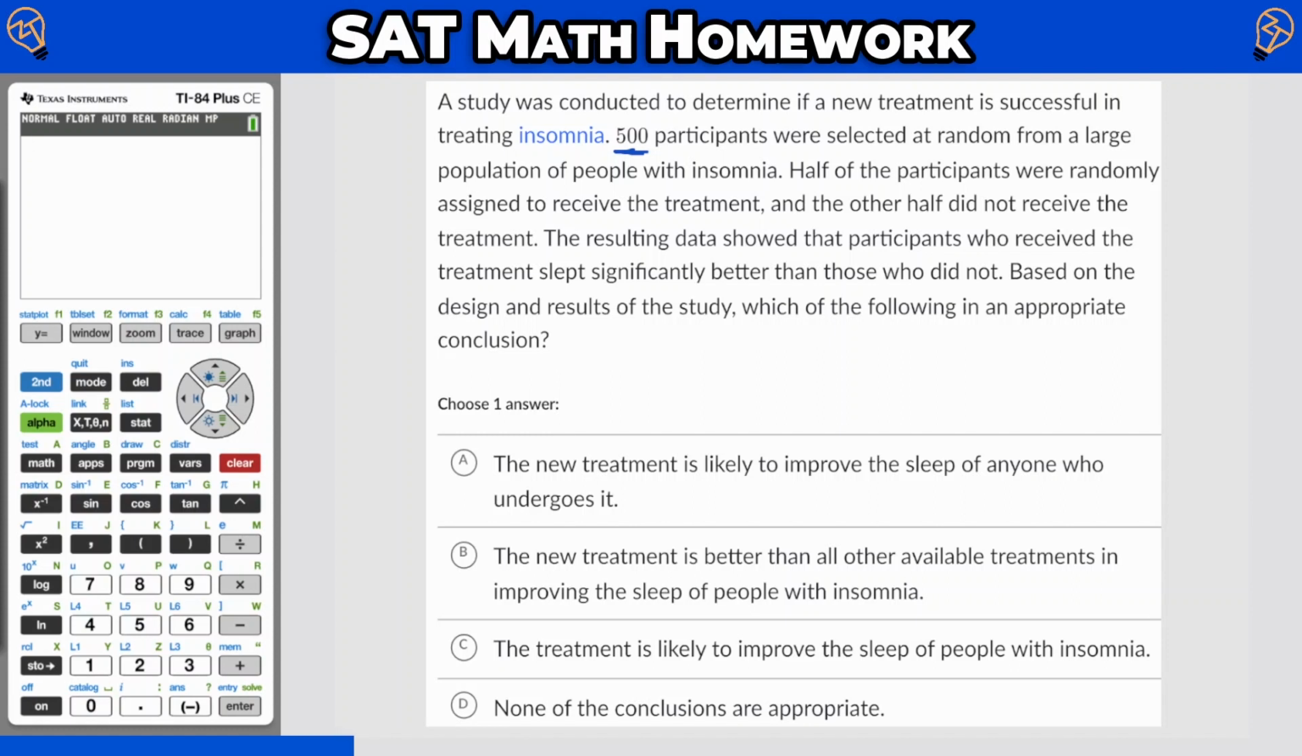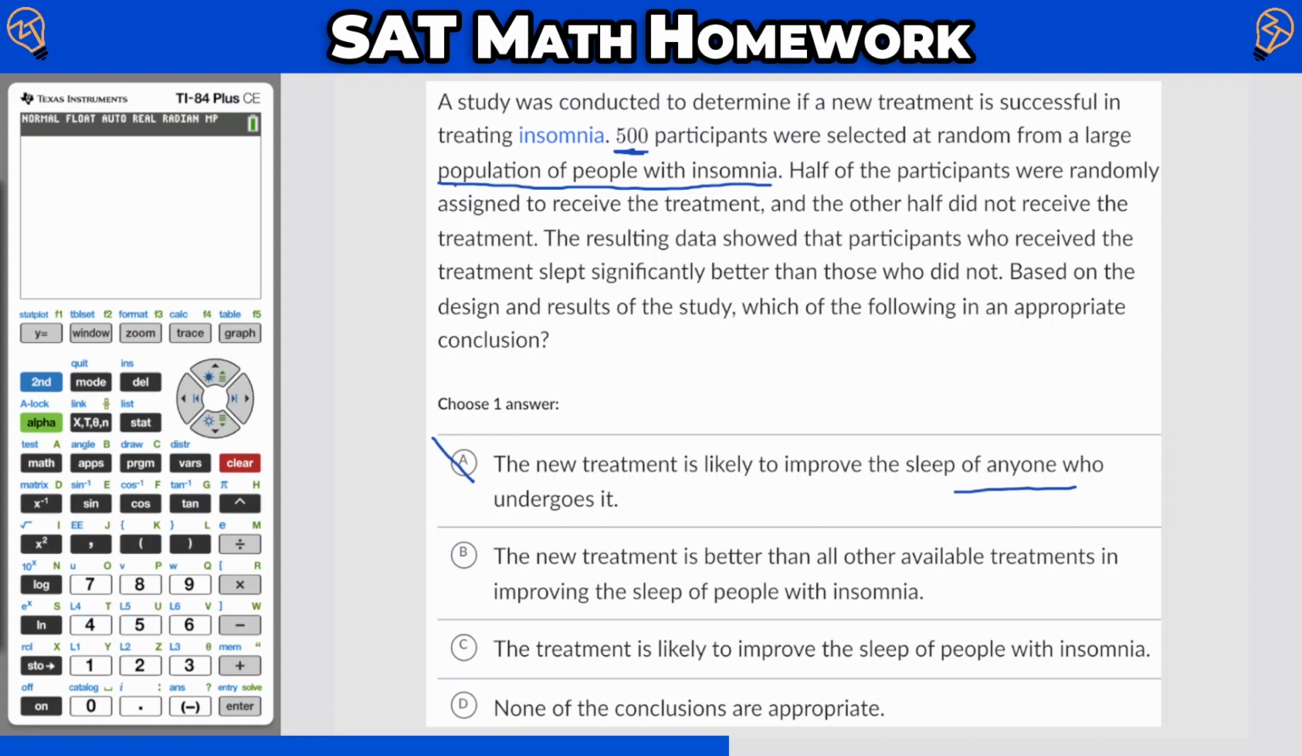You also want to be really dialed in on what this sample demographic was. So notice these 500 participants are specifically of people with insomnia. So we could eliminate option A because it's saying it's likely to improve the sleep of anyone. Well, no, we don't necessarily know that because it was only based on people with insomnia. It may be good for anyone, but based on the actual sample, we only know that it helps with people with insomnia based on the experiment.